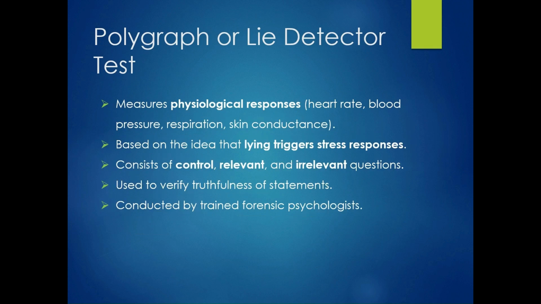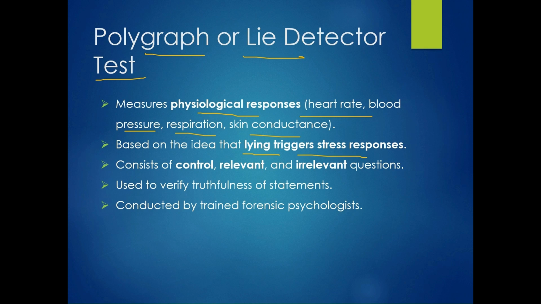The third tool we have is the polygraph, or the very famous lie detector test. The polygraph test measures involuntary physiological responses like heart rate, blood pressure, respiration, skin conductance, all of these. The assumption is that when a person is lying, it can cause physiological stress, and this stress triggers measurable bodily changes. All right.